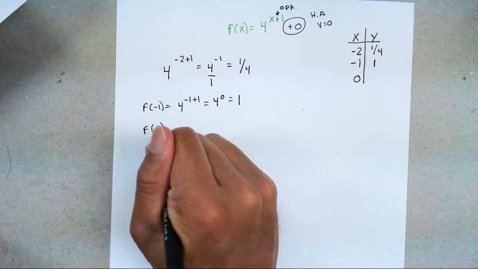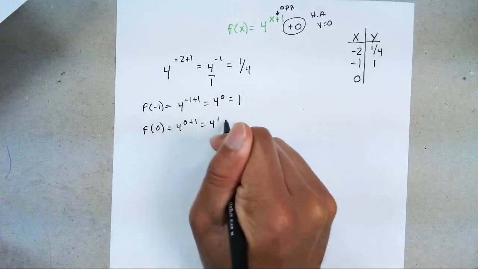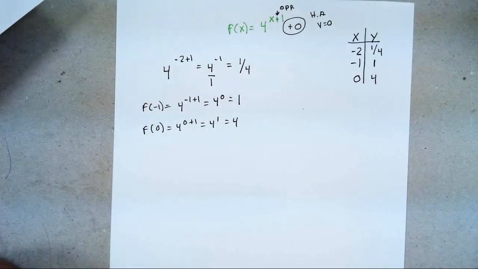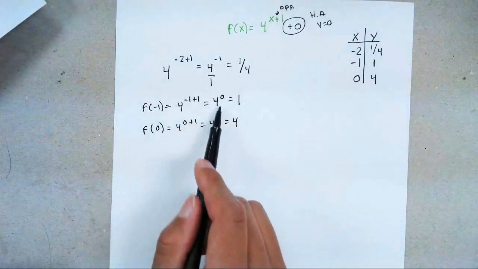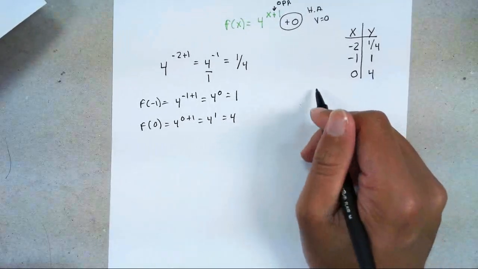And then plug in the last point, f of 0. 4 to the 0 plus 1 gives you 4 to the first, which just gives you 4. So then this gives you a 4. So if you pick the opposite of that number, all these values are going to be the same exact values. You're going to get negative 1, 0, and 1 every single time. Now once you have these values, we'll graph your function.